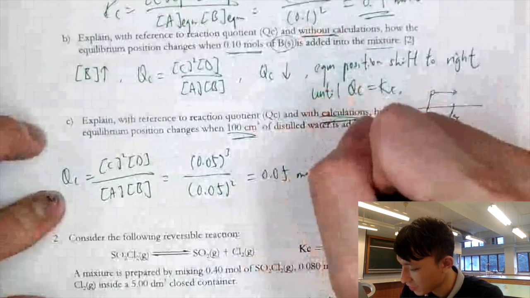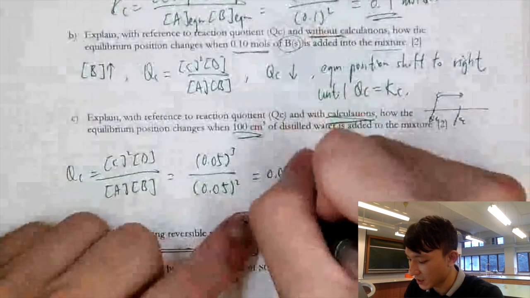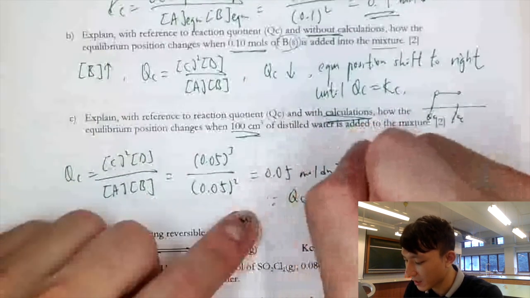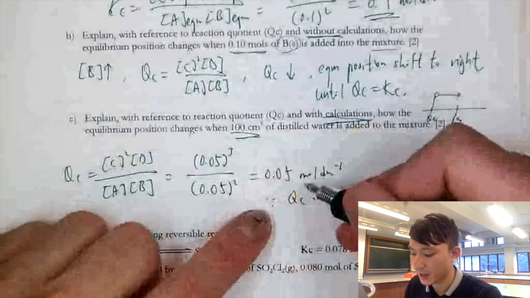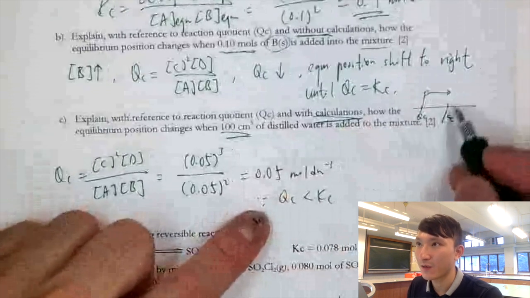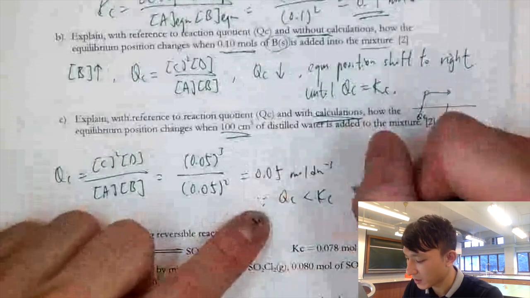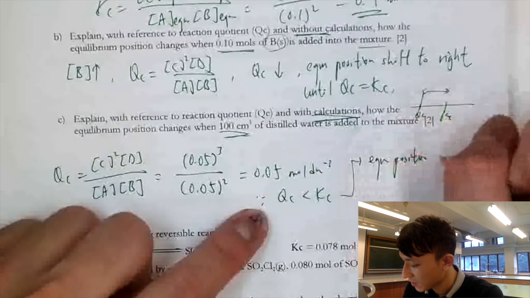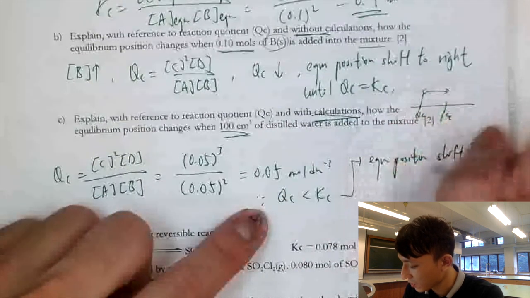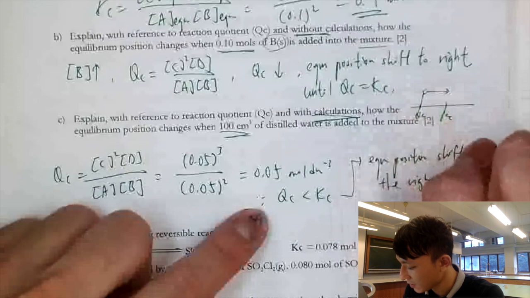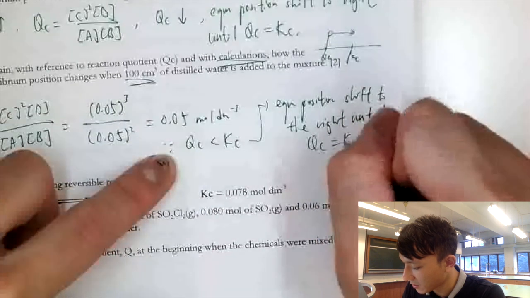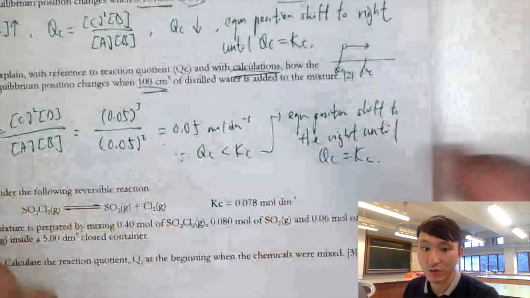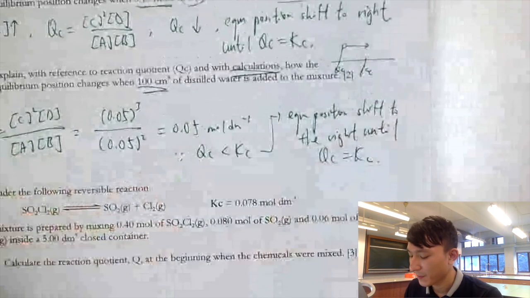So very simple calculation. Now you notice, since Qc is smaller than Kc, following the same number line, we will expect to see the equilibrium position shift to the right until Qc equals Kc, okay? So it shifts to the right upon this dilution.